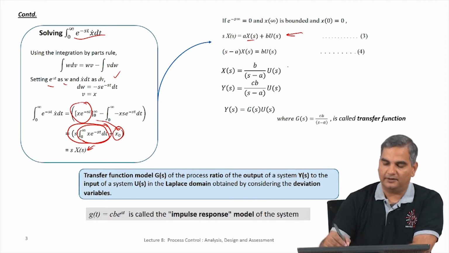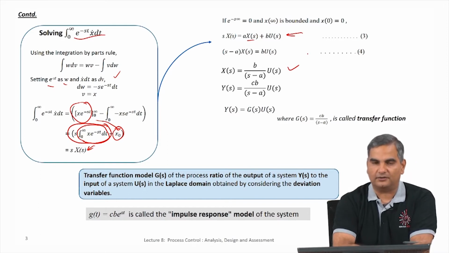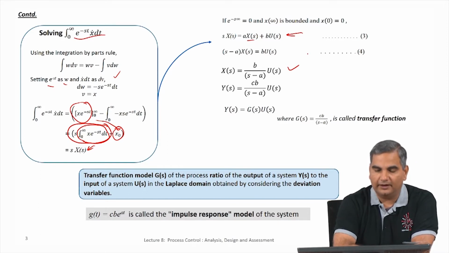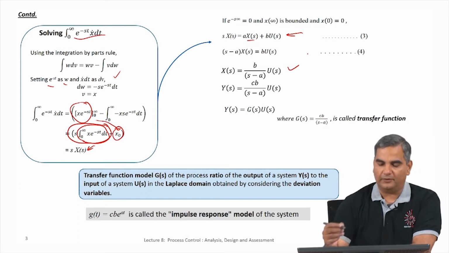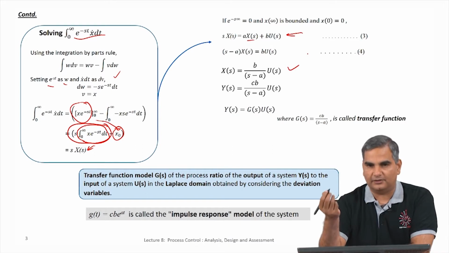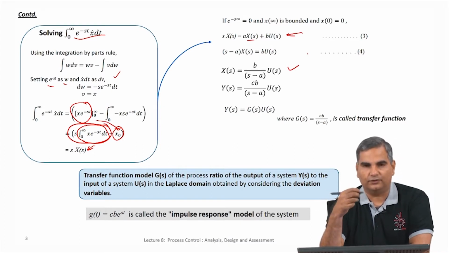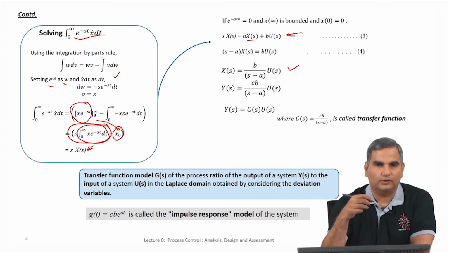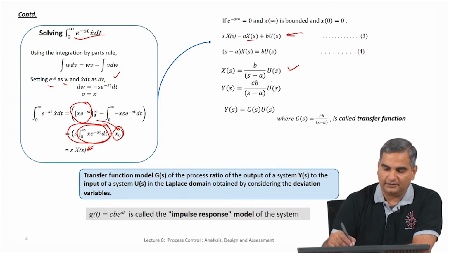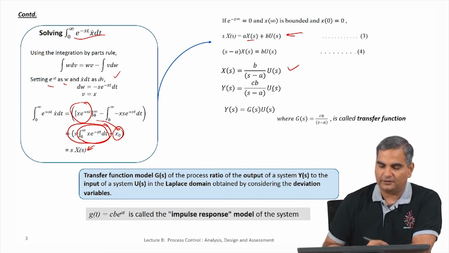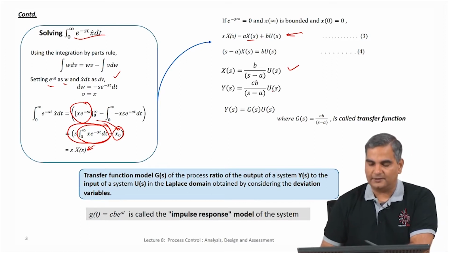So, this basically already automatically solves this problem for me, and it has given me the solution x of s in terms of u of s. Now, the other equation is y equal to c x, which is anyway an algebraic equation. So, if you do Laplace transform on both sides, you will get y of s equal to c x of s. So, y of s is c, x of s is b by s minus a u of s. So, I get this transfer function.